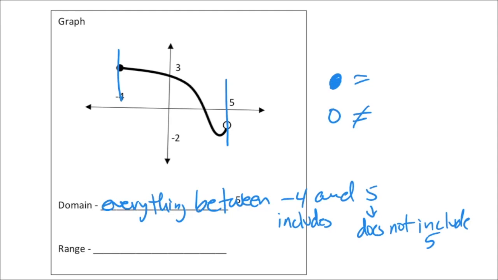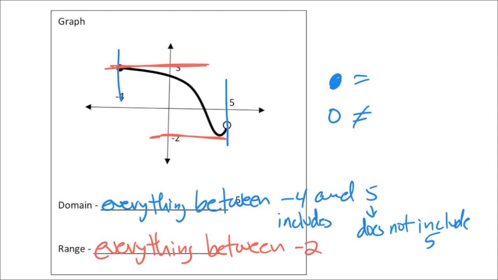Now, if we look at the range, it will go from here, which is the very bottom point, to here, which is the very top point. So we'd say the range is everything between -2 and 3. And in this case, it includes both -2 and 3. Even though you don't have a closed circle here, you do have a line, and it means it touches that point.